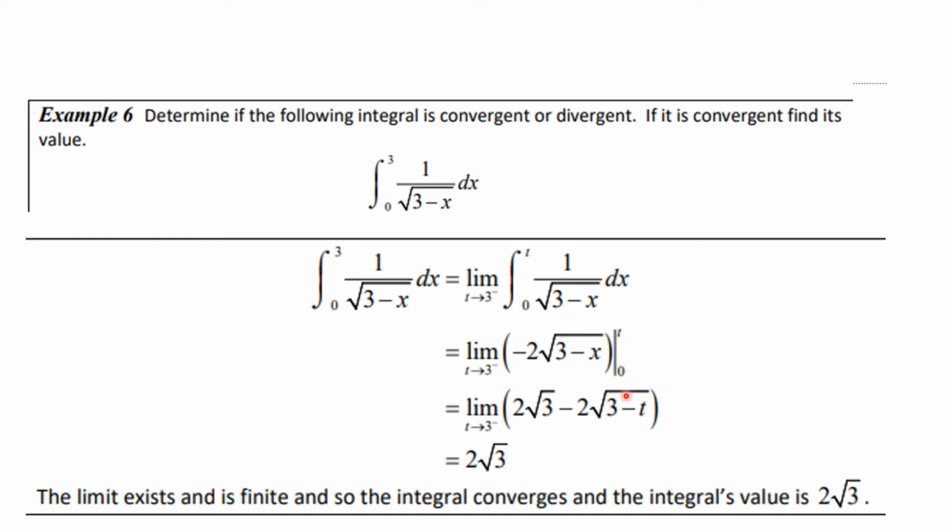So when we put t in there, we get this expression. When we put 0 in, we will get this expression. And as t tends to 3, this part tends to 0. So the answer is 2 square root of 3. Some students will say that's the ugliest number they ever saw, but there are no ugly numbers, just like there are no ugly babies. So the limit exists, is finite, and the integral converges, and the value is 2 square root of 3.